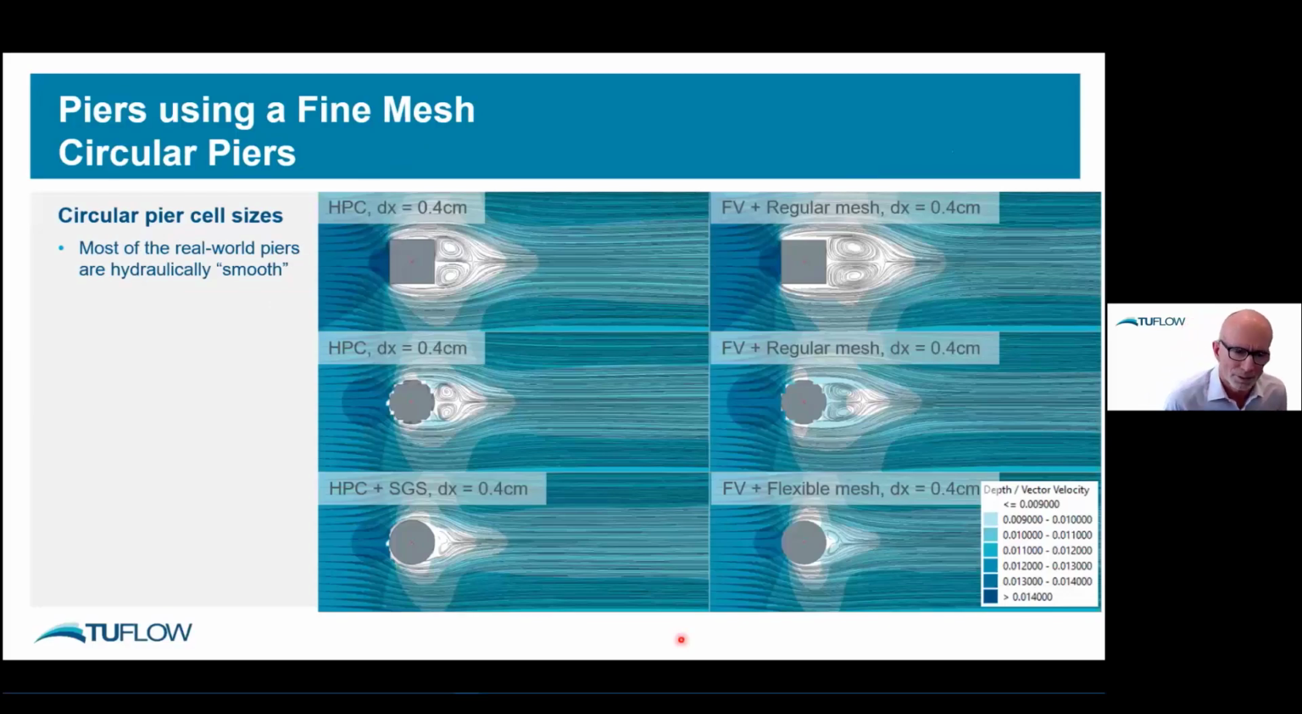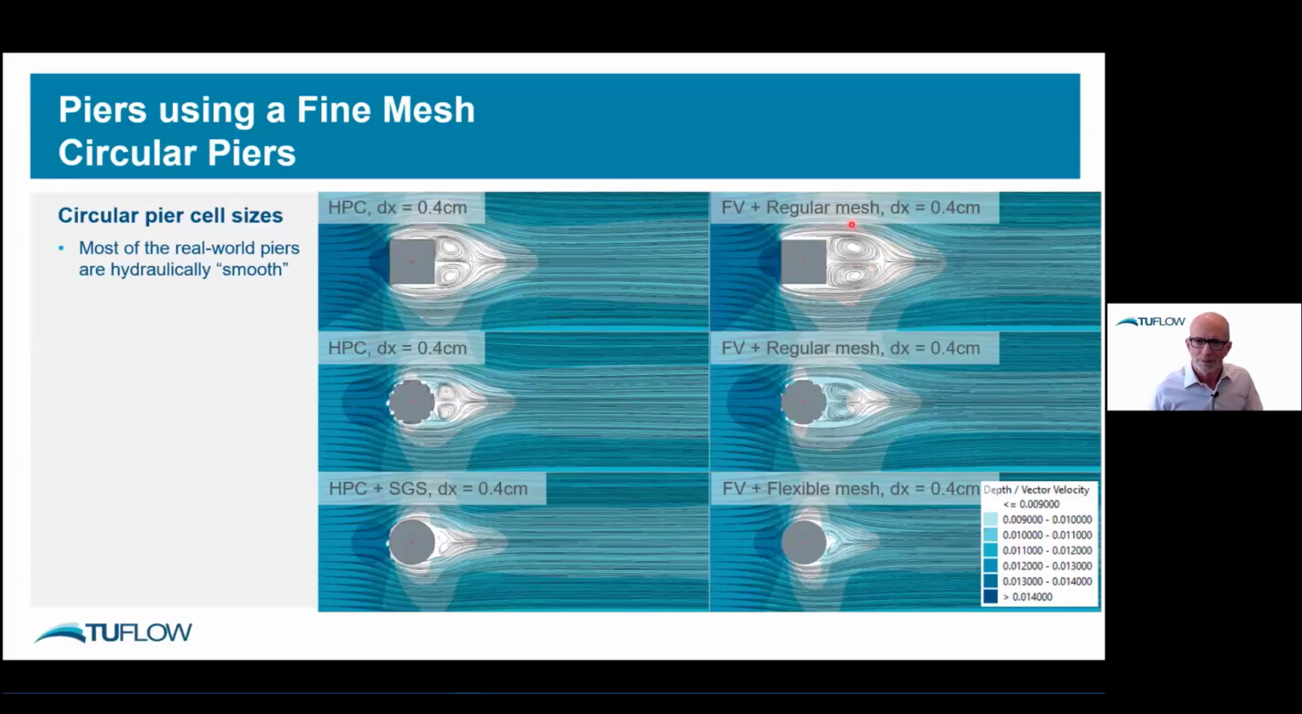So unfortunately, not all piers are nice and square like that, which suit a fixed grid model like TUFLOW HPC. So what happens with a circular pier? Now, unfortunately, they didn't put a circular pier into that little flume test, but we just replaced it with this to have a look at what happened. So at the top is the square pier streamlines that are forming for HPC, which is a fixed grid, and FV, which is a flexible mesh.